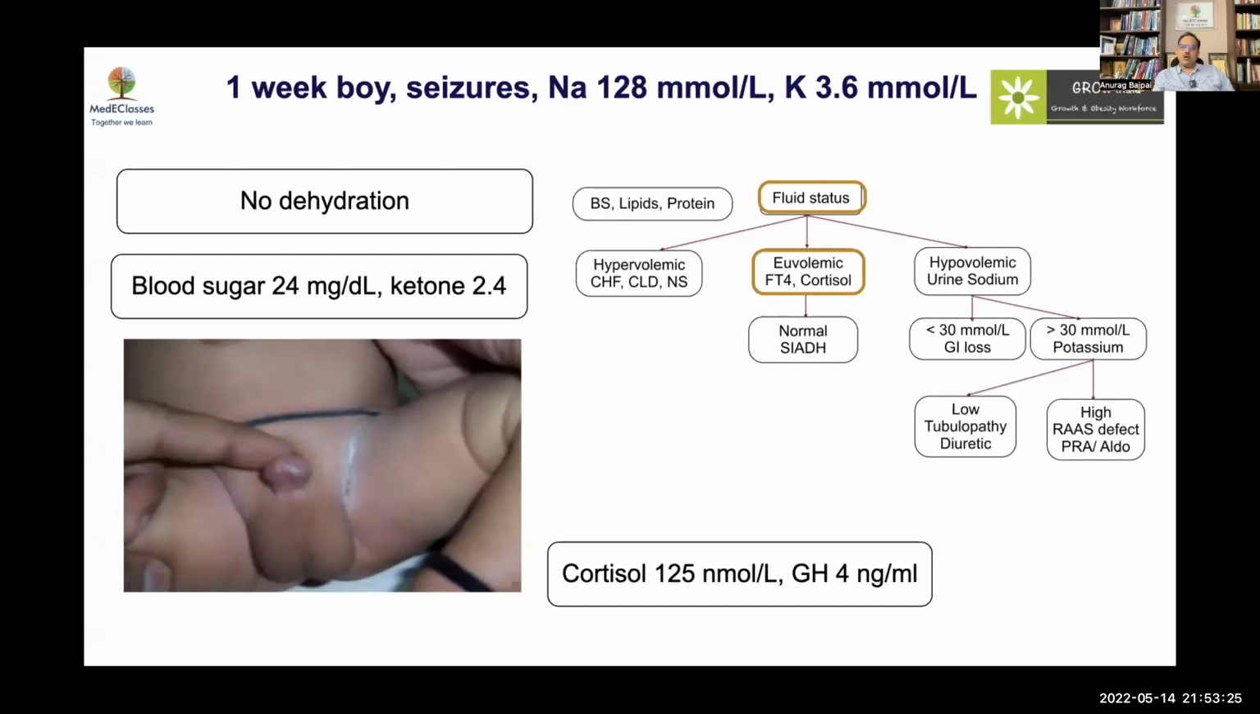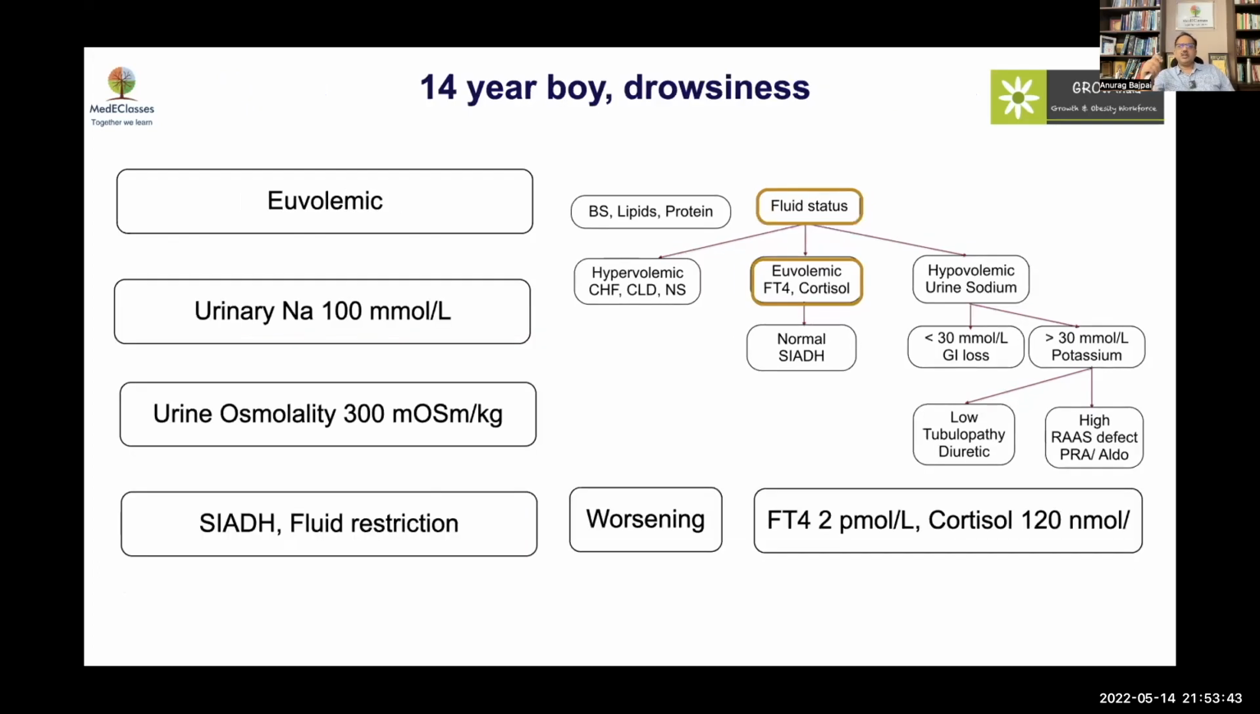Importantly, cortisol of 125 may be reported as normal. Growth hormone of 4 may be reported as normal, but they are inappropriately low for the level of glucose, for the level of sodium. So this is classically a multiple pituitary hormone deficiency. So always think of MPHD in this scenario. Now, this case already we've discussed how a child with a central defect was diagnosed as SIADH. So whenever you are diagnosing SIADH, do a thyroid profile and do a cortisol before you make a diagnosis in that scenario.